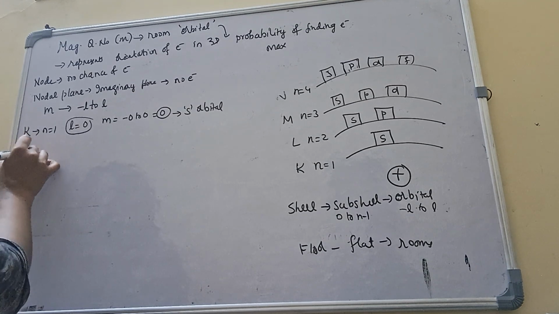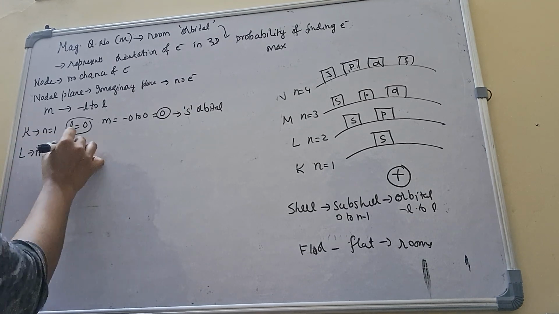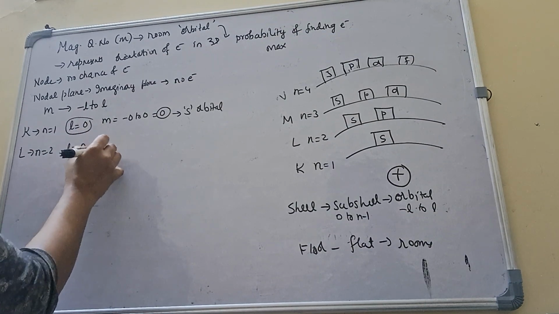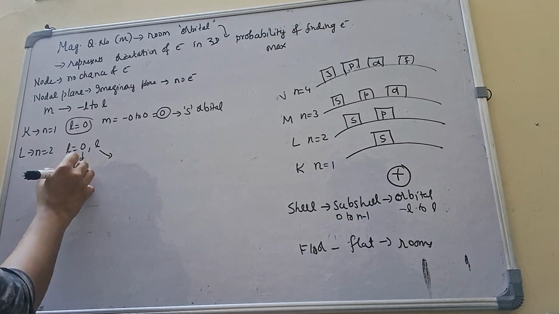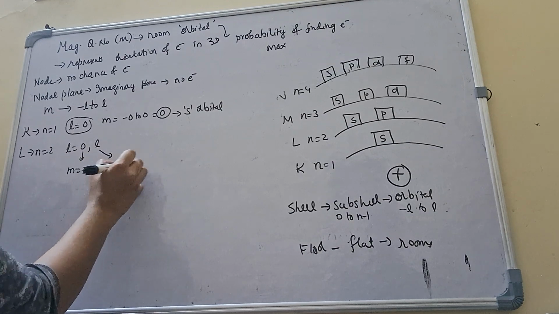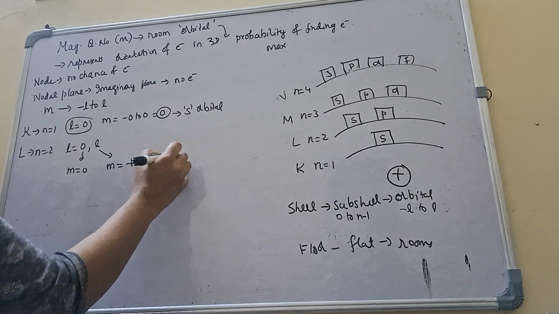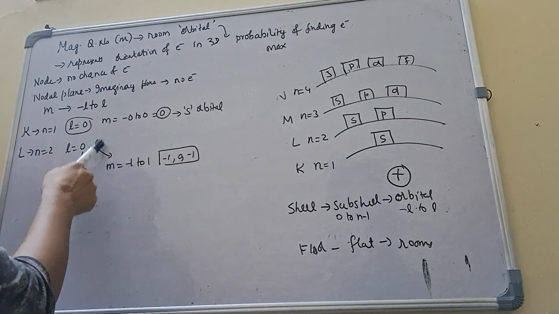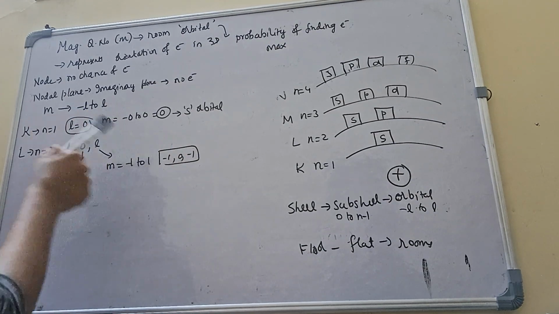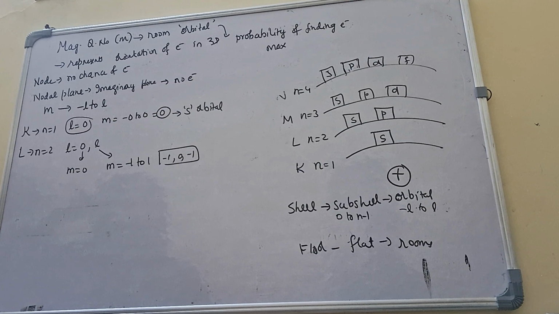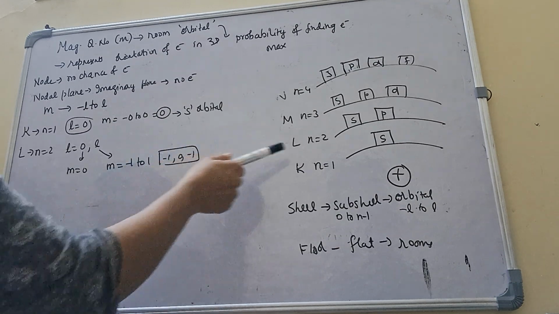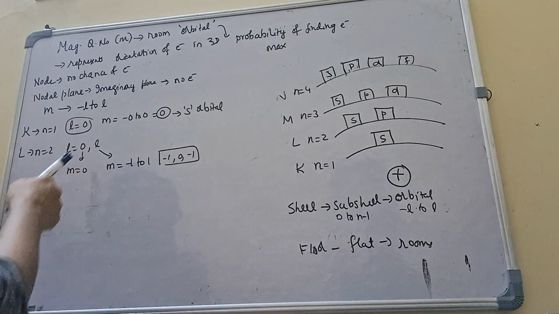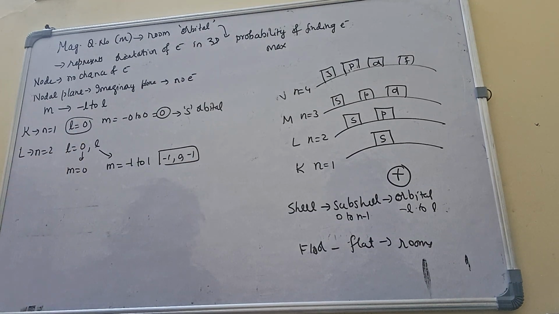Okay. Now if you're talking about L shell, that is n is equal to 2, L is equal to 0 and 1. For each thing you will have to write M. So M will be 0 here and M will be minus 1 to 1, which is minus 1, 0 and 1. Are you getting it? Because it's minus L to plus L, minus 1 to plus 1. What is the meaning of this? See, L shell has got two subshells, S and P, correct? As mentioned by the azimuthal number.